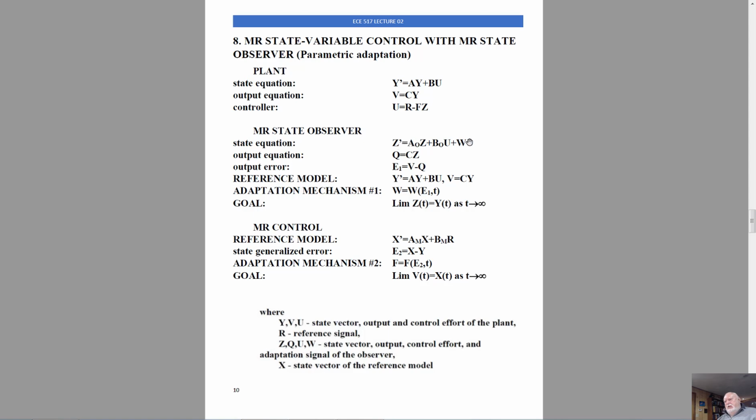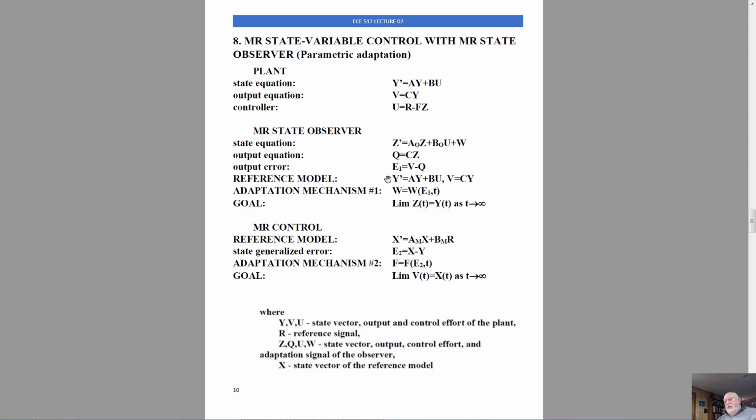This is the model reference state observer. Look, it has its own equation. Z is the state vector. AO is the fundamental matrix of the observer. BO is the fundamental matrix of the observer. U is the same control effort that is applied at the control plant. And W seems to be the adaptation signal. This is the way to compute the output of the state observer. We use the same matrix C. And this is how we determine the error. It's an output error. It's a discrepancy between the output of the control plant and the output of the state observer.